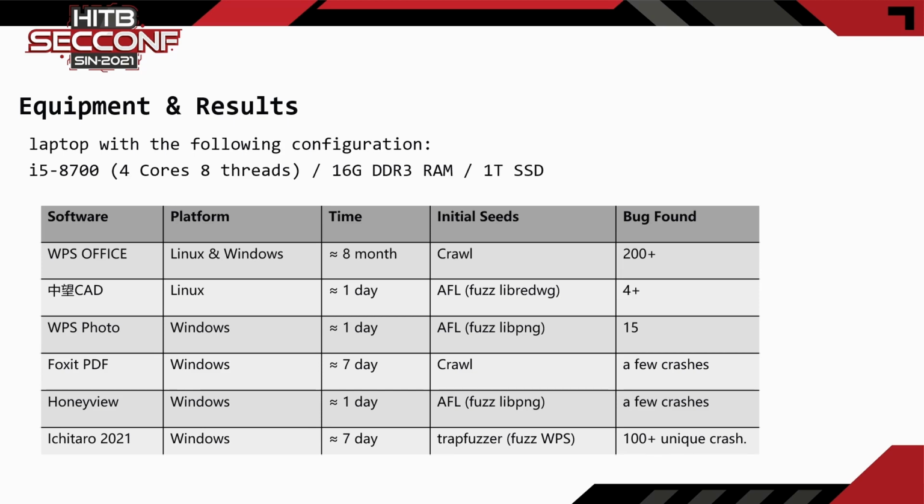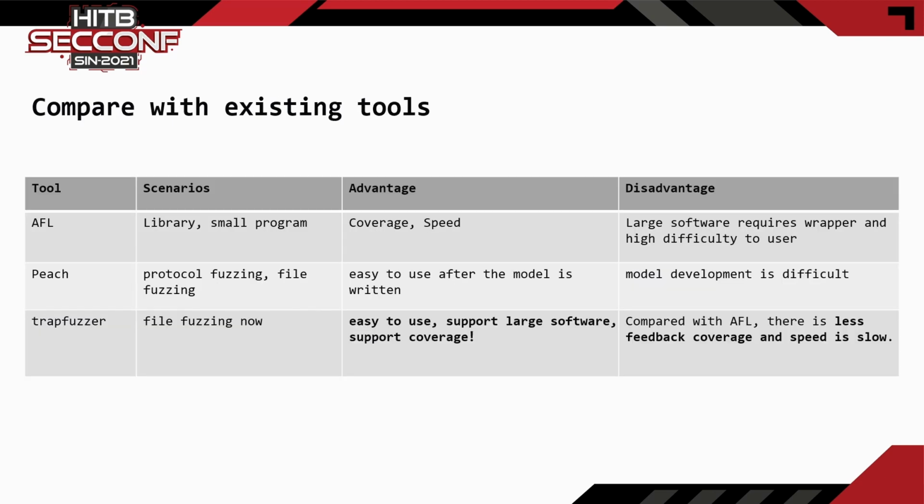My fuzzer equipment is my laptop. Its configuration is as follows. I run 2 virtual machines on it. The final fuzzing results are shown in the table. You can see that trapfuzzer has found many vulnerabilities in various software. The following is a simple comparison between trapfuzzer and other fuzzers. After comparison, we know that the advantages of trapfuzzer are that it is relatively simple to use and can support coverage.